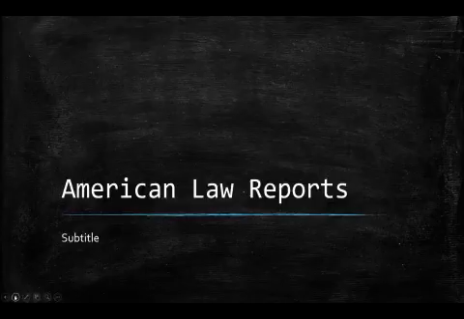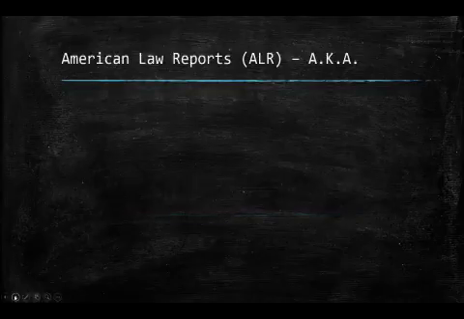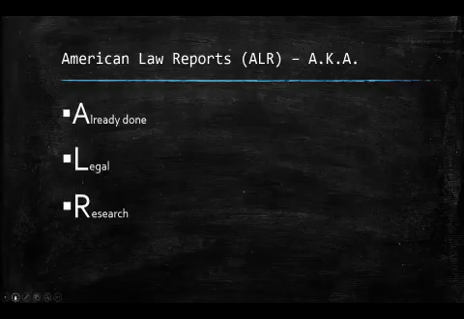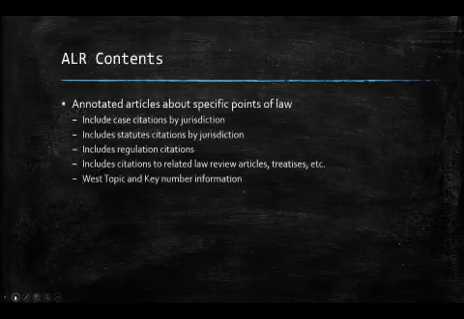American Law Reports are one of our favorite resources in the library. You'll also hear them referred to as ALR. We also like to refer to them as Already Done Legal Research. And that is because an ALR simply contains an article with really in-depth citations to other research resources. So you'll basically be able to find a lot of great content on a particular point of law by using an ALR as your starting point.